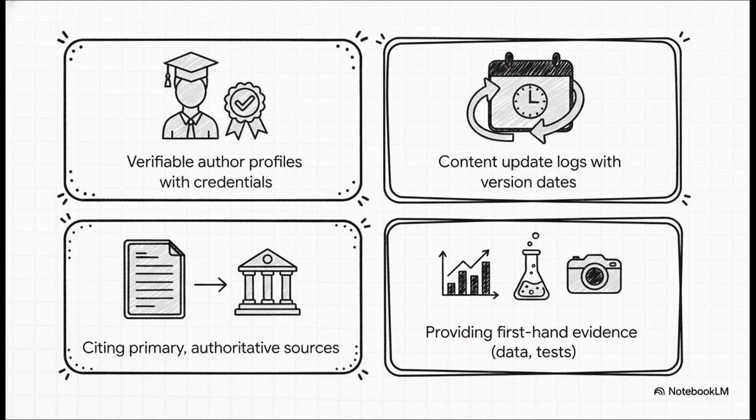Here are 4 things you can literally go and do right now. Build out detailed author profiles with real, verifiable credentials. Keep a public log of when your articles are updated. Always cite primary sources. And maybe the most important one, provide firsthand evidence, your own original data, your own tests, your own photos. Prove you actually did the work.